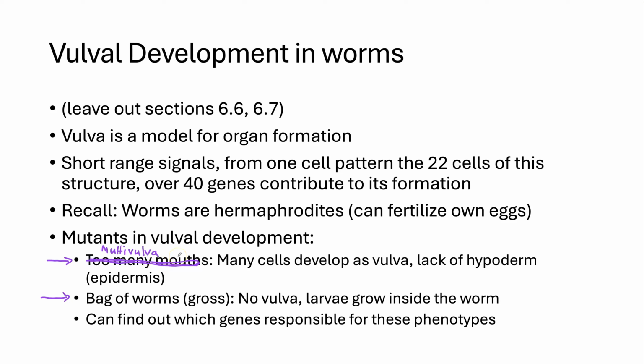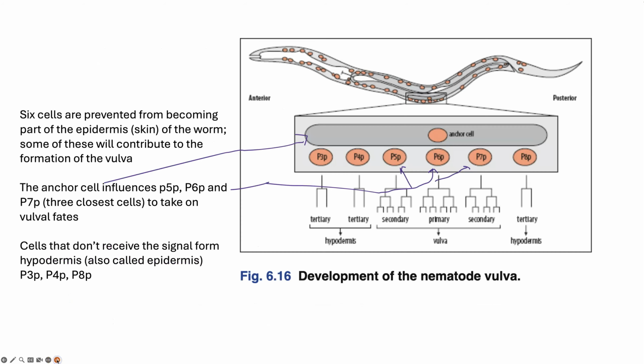So multivulva. What happens is you're missing some of the epidermis, which is called hypoderm in the worm, and you wind up with a whole lot of vulva. I've seen pictures where there's 6 different ones, for example, on the worms. Having screened for these, we can do some work to find out which genes are responsible for these phenotypes. So this is the basic process.